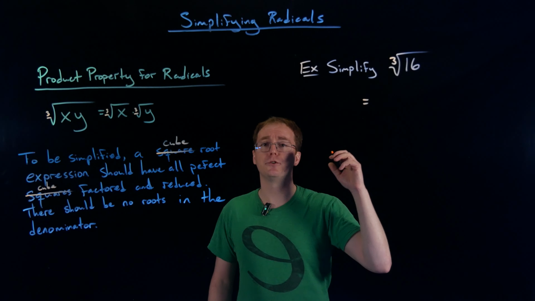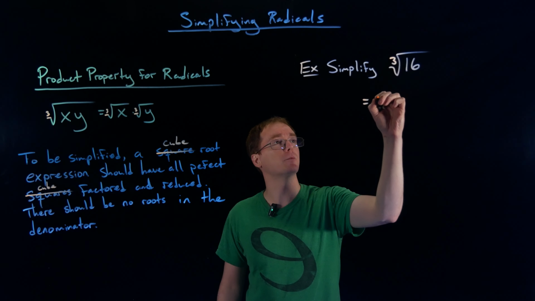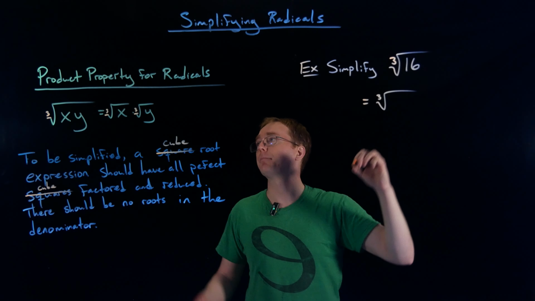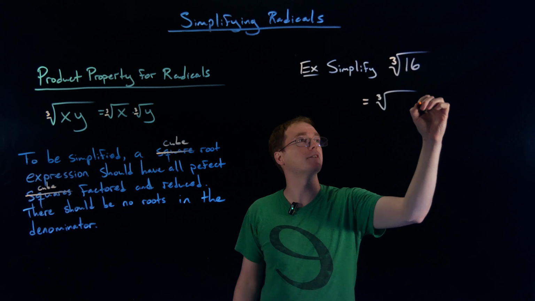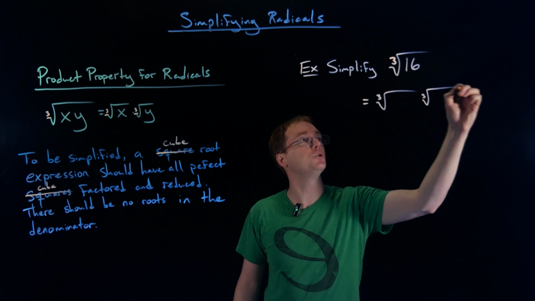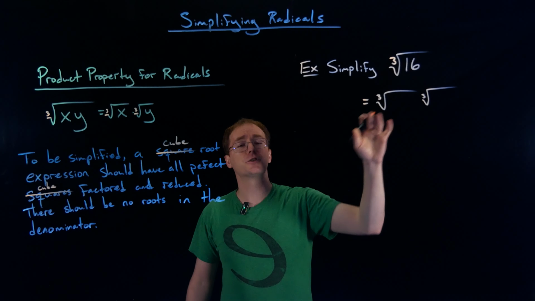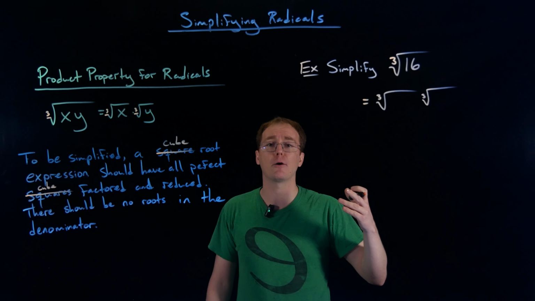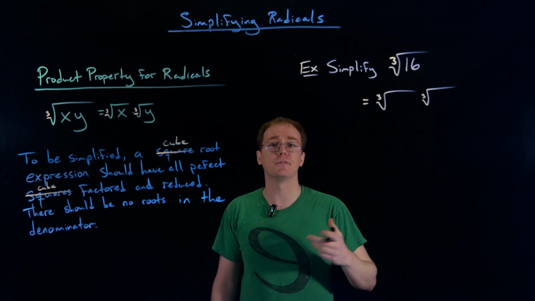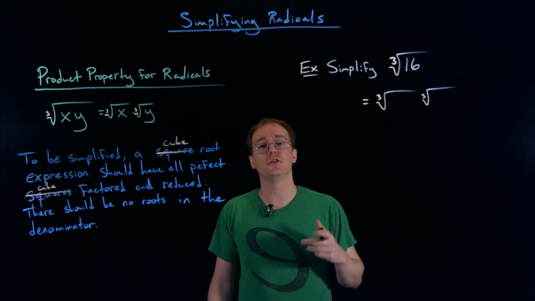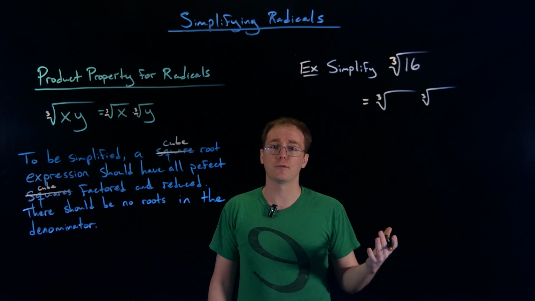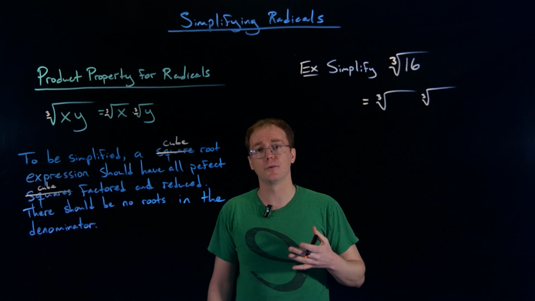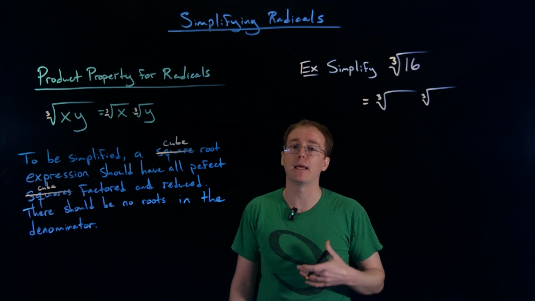So very similar to our work with square root expressions, we start by using the product property for radicals to break this up as the product of 2 cube roots. In the first cube root, we want to find the largest perfect cube, or perfect power of 3, that 16 is divisible by. And then in the second cube root, we'll just leave the leftover factors, the non-perfect cube factors, if we have any.